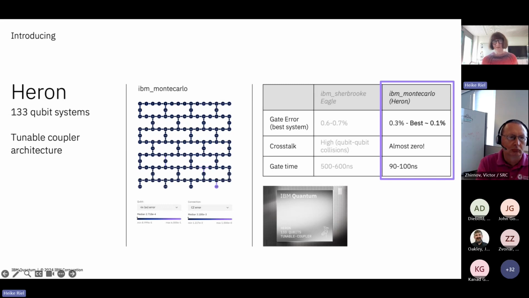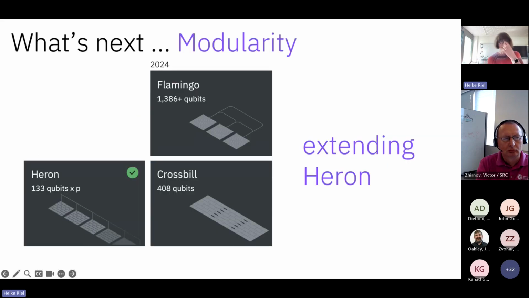What I wanted to show you is that the new Heron chip with the new tunable couplers has improved gate errors from 0.3 to at best 0.1. The crosstalk is almost 0, and you see again the gate time has been significantly improved. This allows further modularity, as I just indicated.